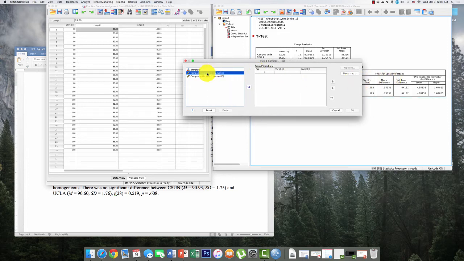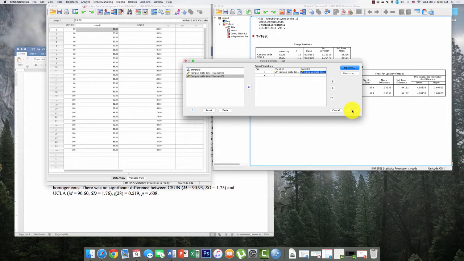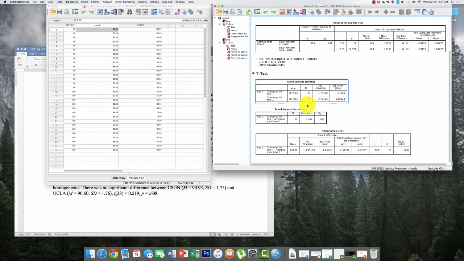The variable 1 is going to be CAMPRE 1, and then variable 2 is going to be CAMPRE 2, and then just make sure there's no options for means and stuff. I'm going to check that, then hit OK. So the means and standard deviations are already included. You're going to see this correlation over here, and then you're going to see the paired samples test output.